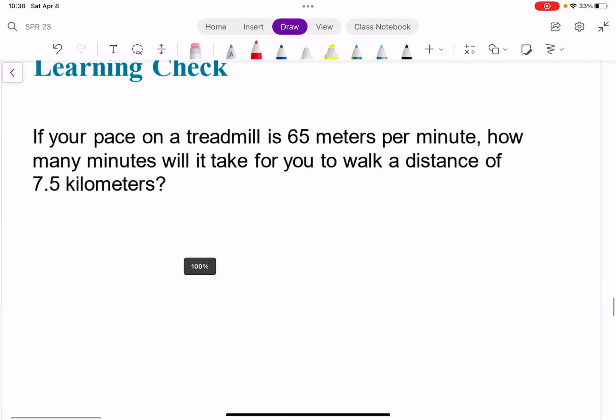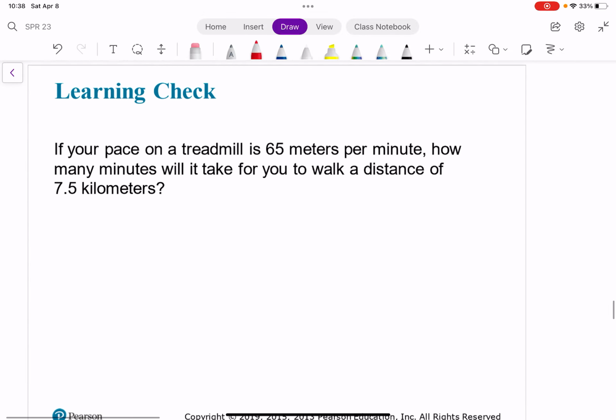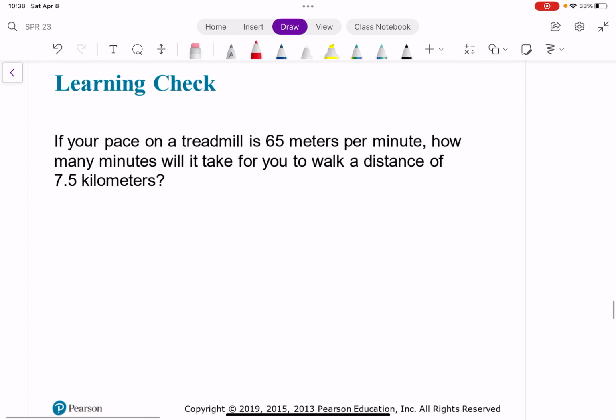Okay, so if your pace on a treadmill is 65 meters per minute, how many minutes will it take for you to walk a distance of 7.5 kilometers? A lot going on here. Pause the video, think about it, try it out on your own, okay? You can get it wrong, right? Right now is the best time to get it wrong because you're not actually being graded.